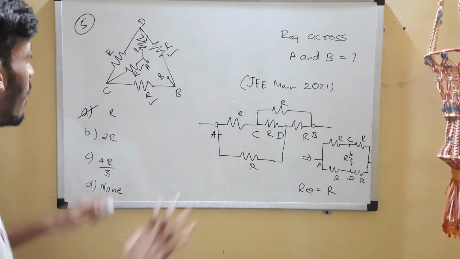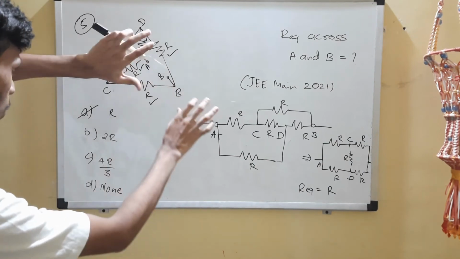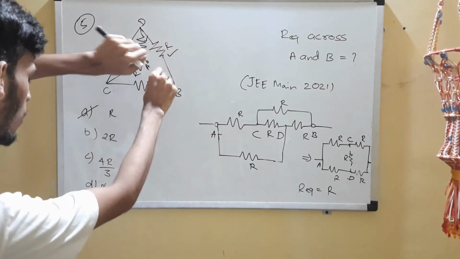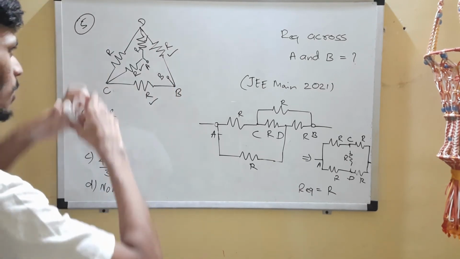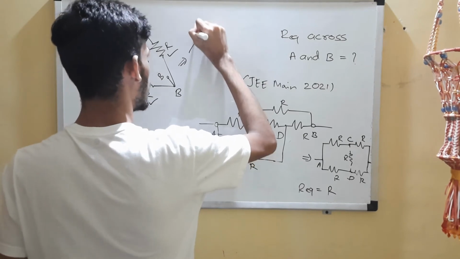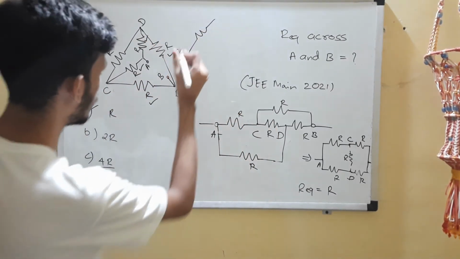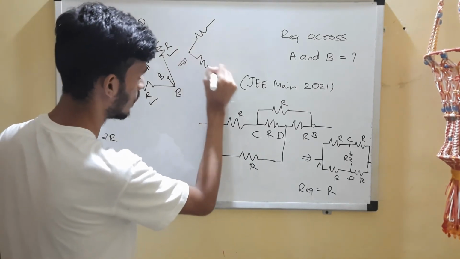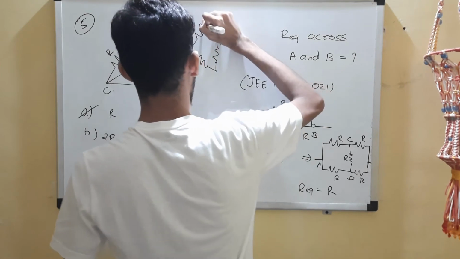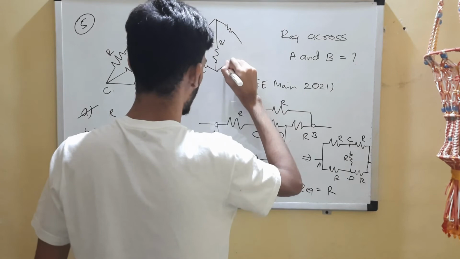You could have easily seen that instead of doing this, you could have just held on to this A and brought it out. You can see the original Wheatstone bridge in this form. When you hold A and bring it outside, you can see the kite shape, with R, R, R, again R, and here also R.